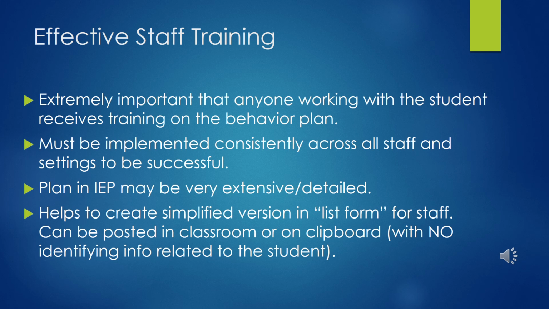All right, so first, effective staff training. It's extremely important that anyone working with a student receives training on the behavior plan. That plan must be implemented consistently across all staff and settings to be successful. And as we saw in our example behavior plan last week, the plan in the IEP could be very extensive or detailed. So it helps to create a simplified version in list form for staff, and then this can be posted in the classroom or on a clipboard. But you don't want any identifying information related to the student on that, so that someone just walking into the classroom would see the components of that child's behavior plan. So that's very important as well.